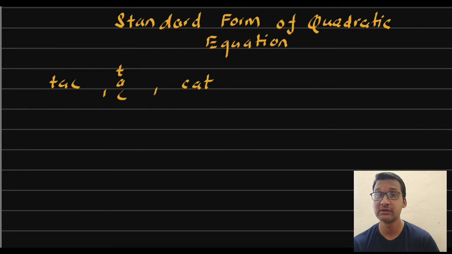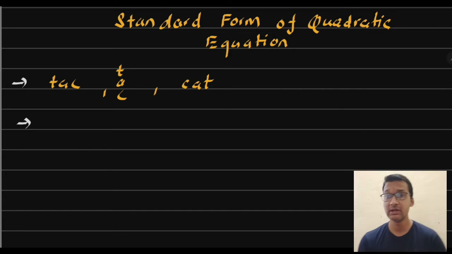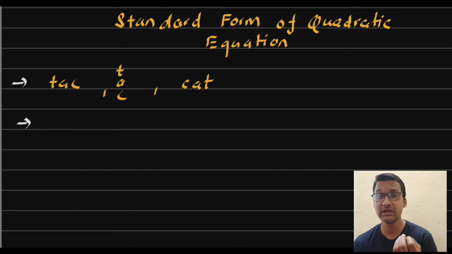Now what is that proper way? That is called the standard form of quadratic equation. So let us see what the standard form is. When we write the quadratic equation in standard form, we will get a lot of meaning from this equation. We will understand a lot of things about this equation. So it is important that we write the equation in a proper way. So let us see what the proper way is.